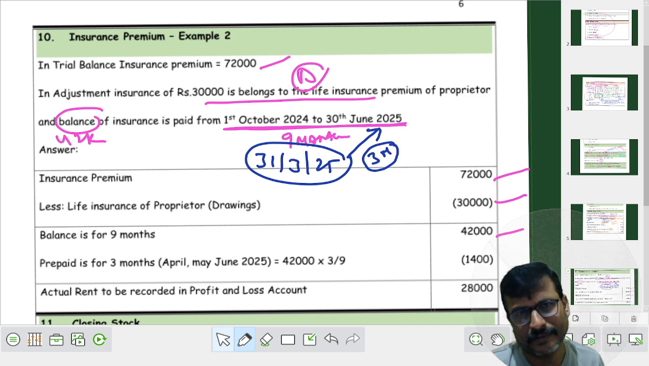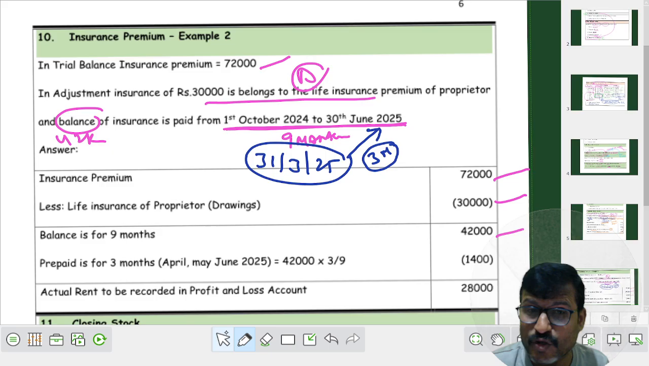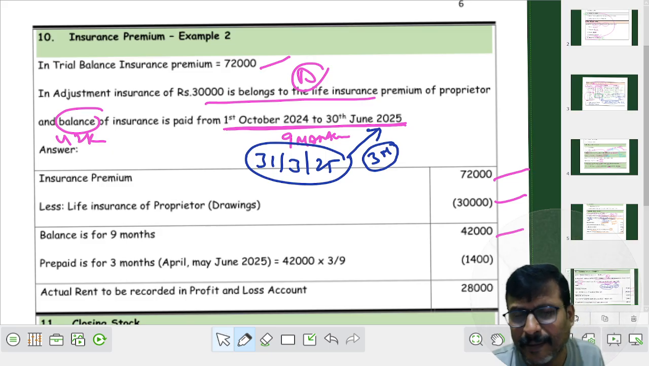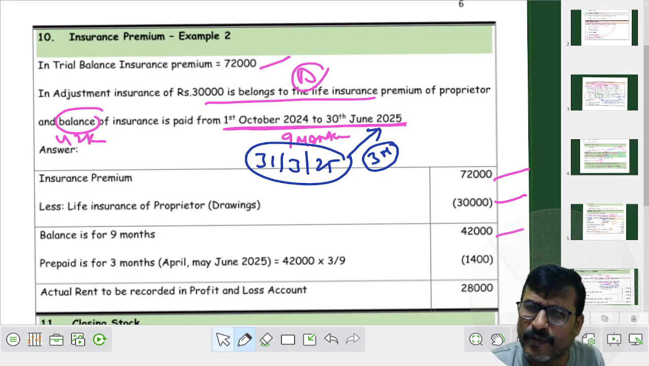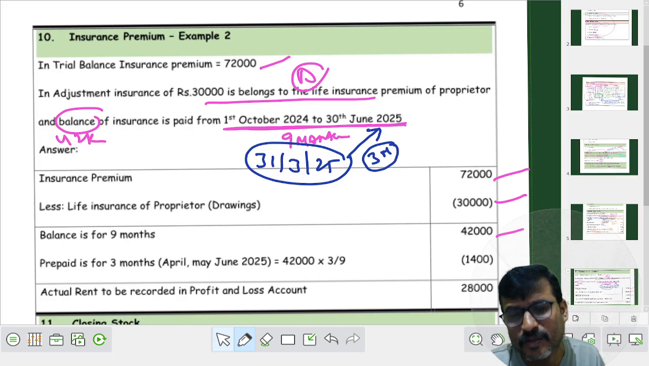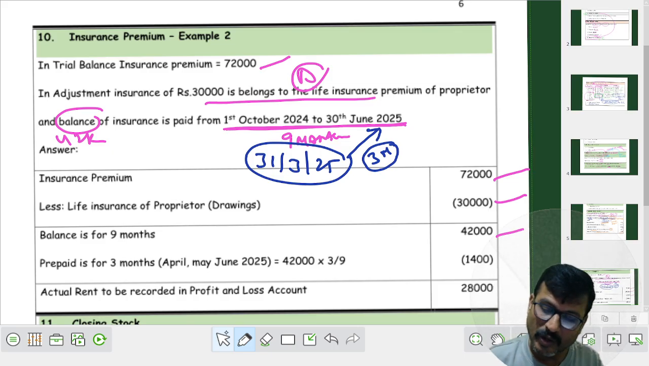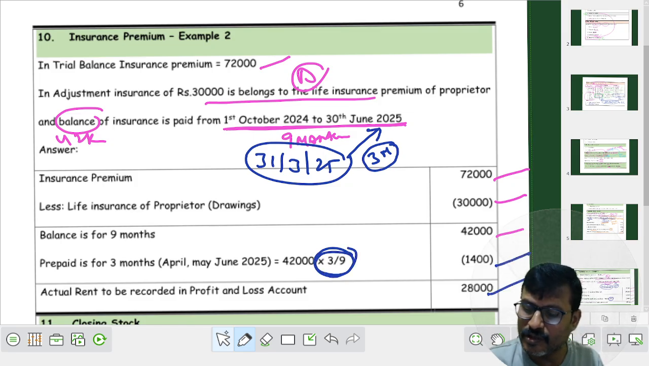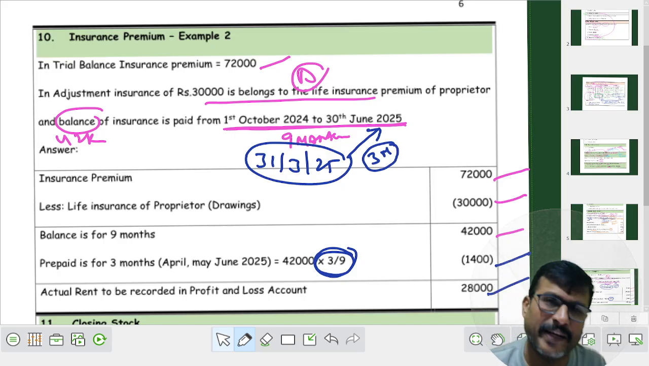Please remember, because he paid the insurance premium not from April, he paid it from October. October to June, 9 months. In that 9 months, 3 months is prepaid. So I took prepaid 3 by 9. That comes to 14,000. In P&L we have to record 28,000.